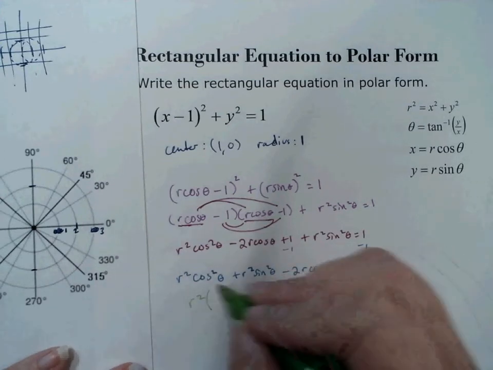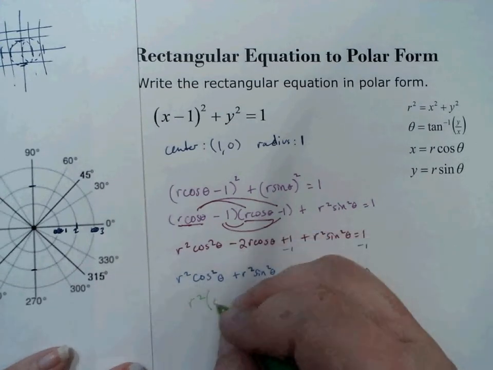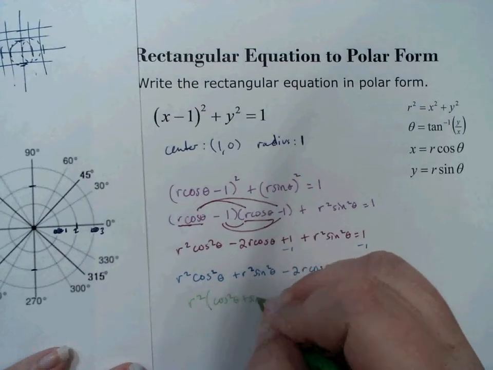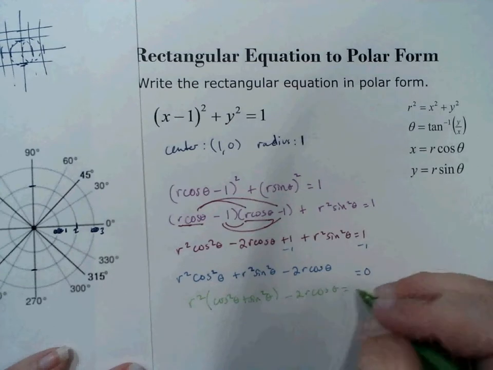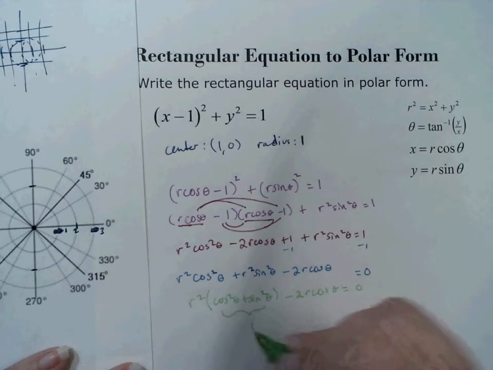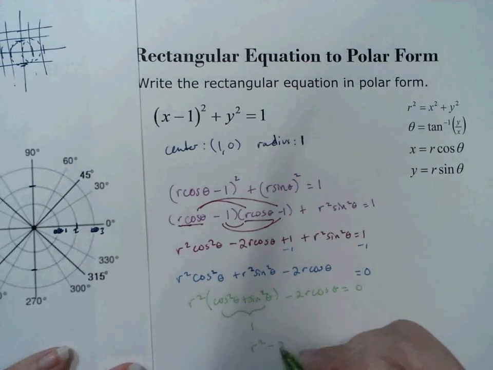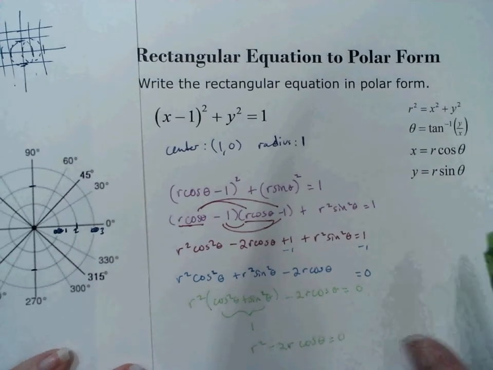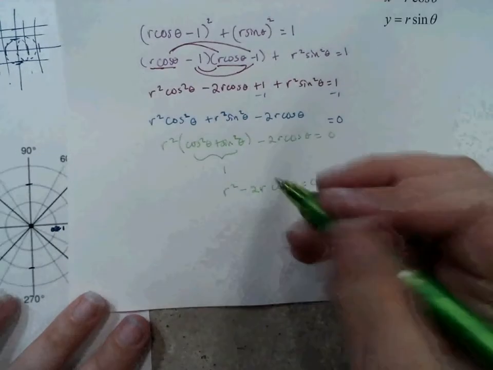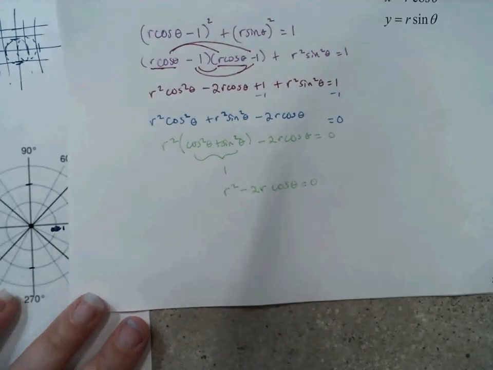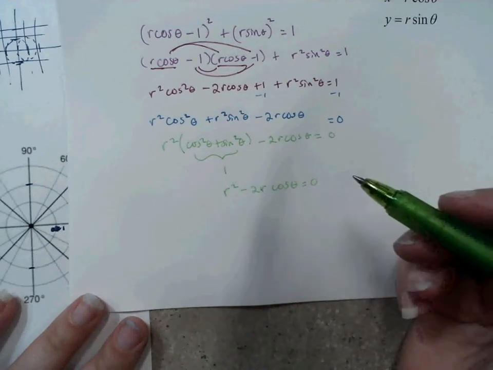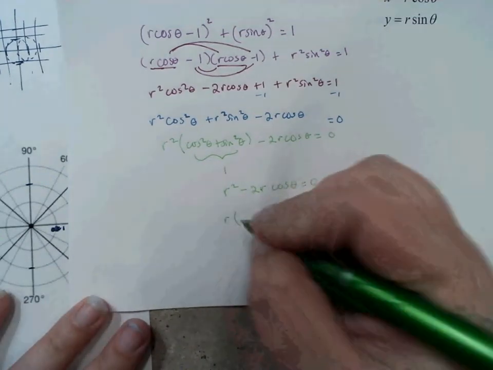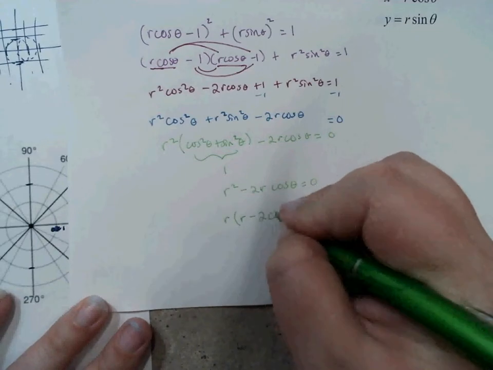These both have an r squared in them, so if I just factor an r squared out of just these two terms, cosine squared plus sine squared, we hopefully remember, is 1. So I'm left with r squared minus 2r cosine theta equals 0. Okay? Then, if I'm trying to solve for r, I can't add this over and then divide by r, although technically that would get you the equation. It's not done, I guess I should say.